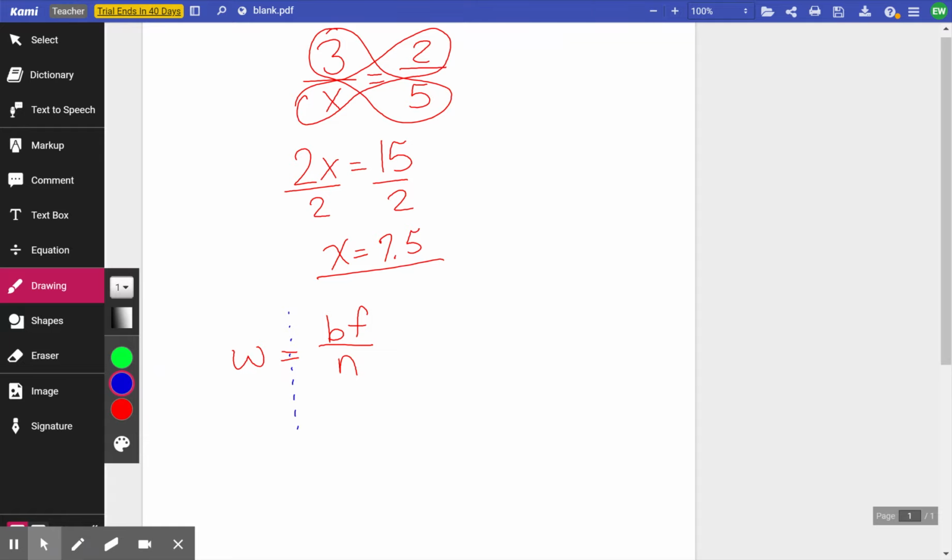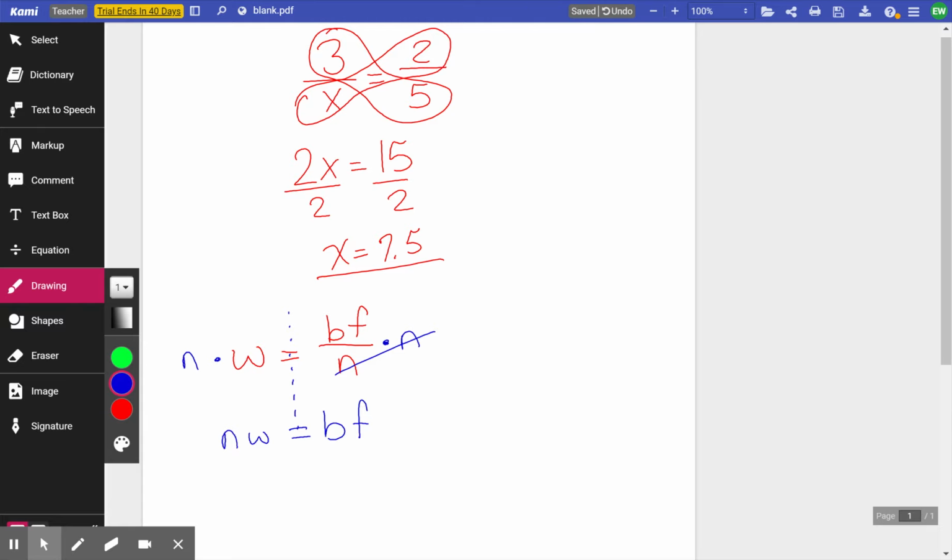So there are several techniques that we can do here. I'll just do one in particular, okay? So one such way of getting n by itself would be to multiply both sides, first of all, by n. And in doing so, on this left-hand side, we would have nw, because n times w is nw. Here, the n's would cancel out, and I would be left with bf.